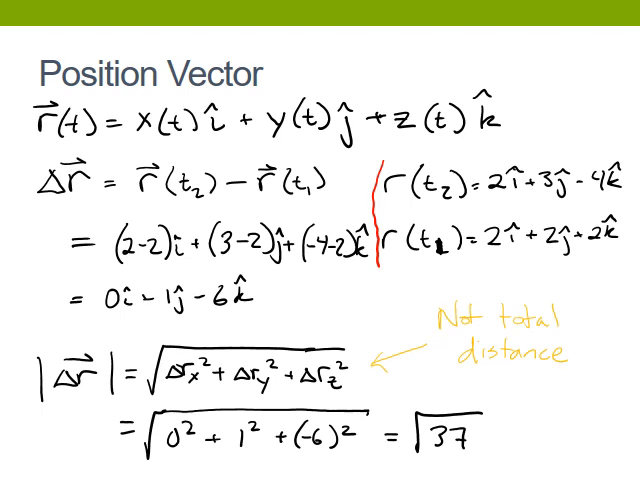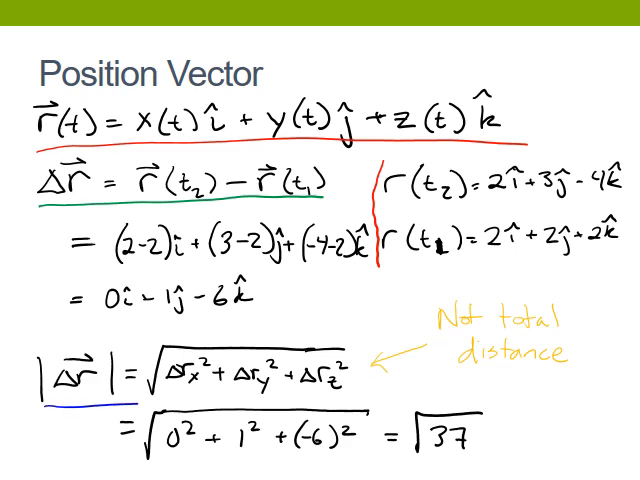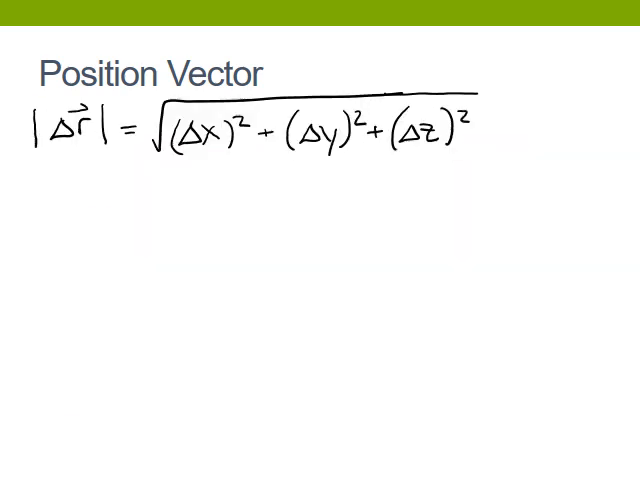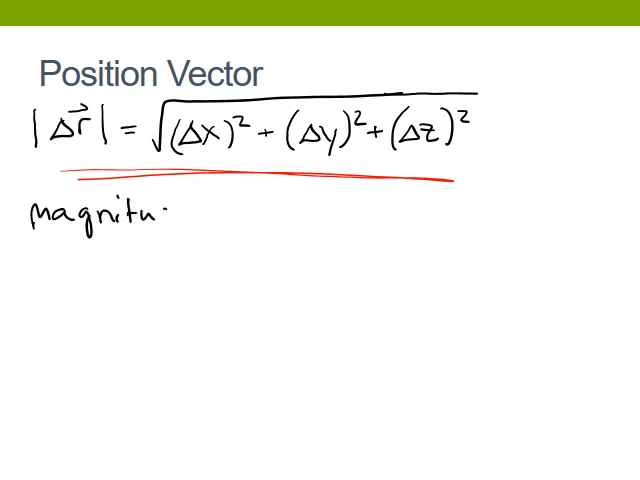So we now have the three different quantities. We can talk about the position vector, we can talk about the displacement vector, or we can talk about the distance. Now, I call this the distance. However, it's more correct to say that this is the magnitude of the displacement.